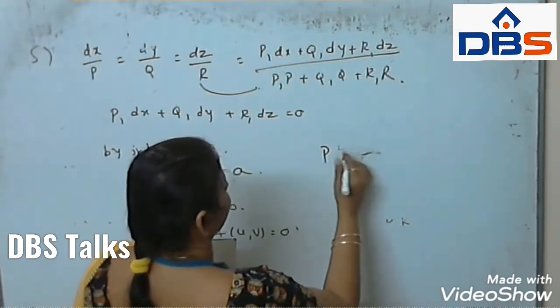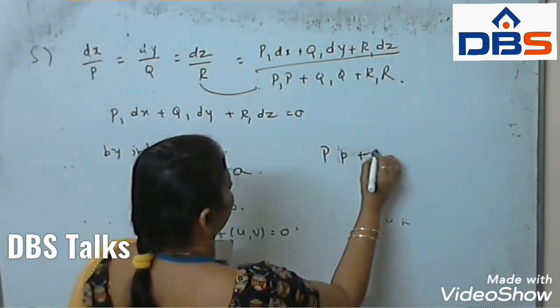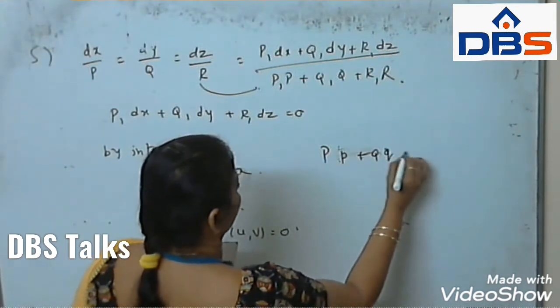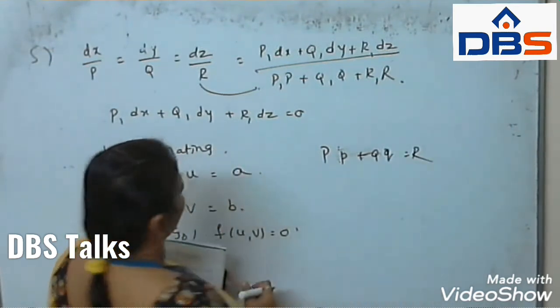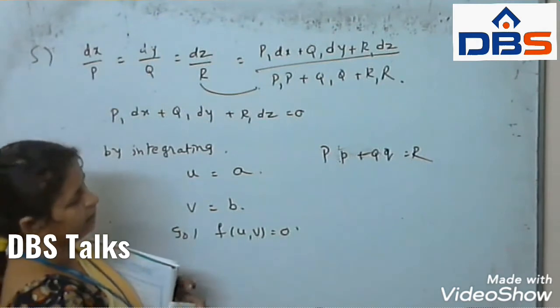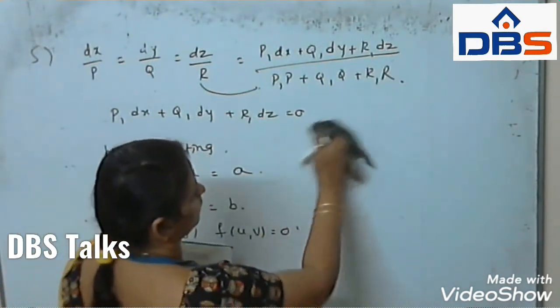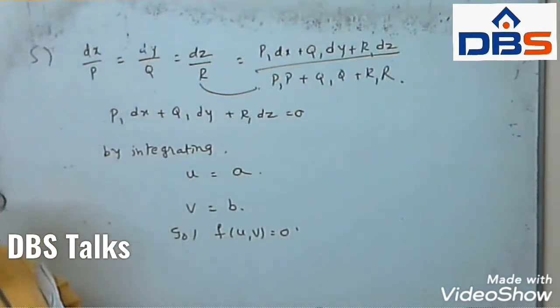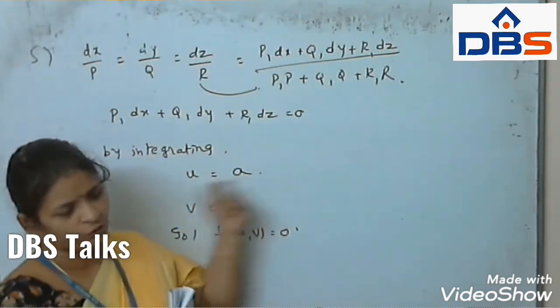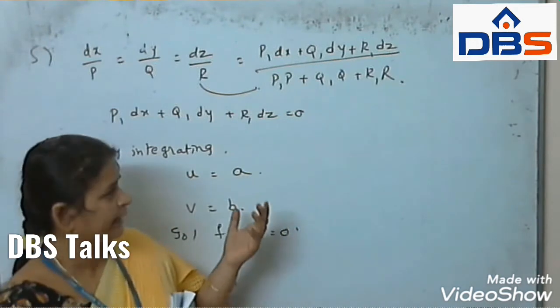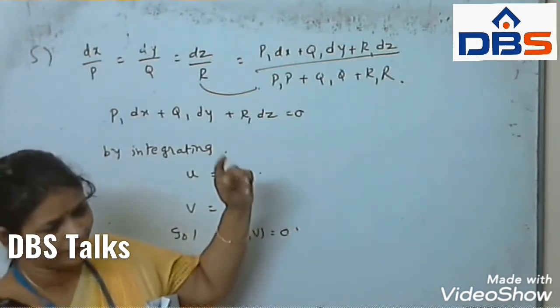Pp plus Qq equal to R. After that, you have to write the auxiliary equation: dx by P equal to dy by Q equal to dz by R. If you can solve them directly, you can solve it, then you can get u and v. If you can't solve directly, you have to go for multipliers.